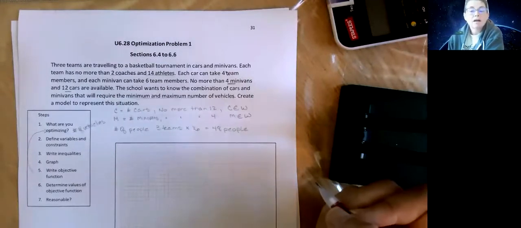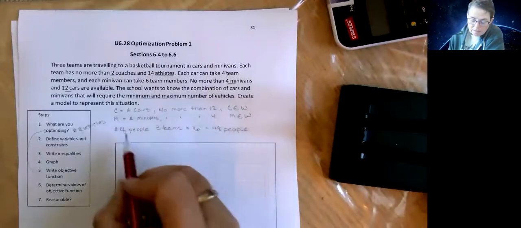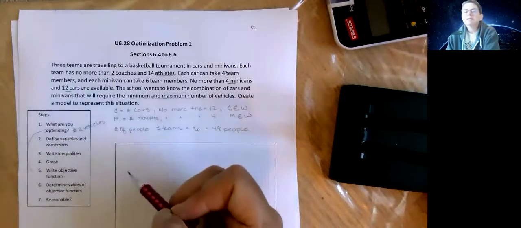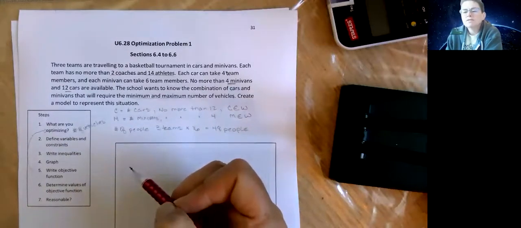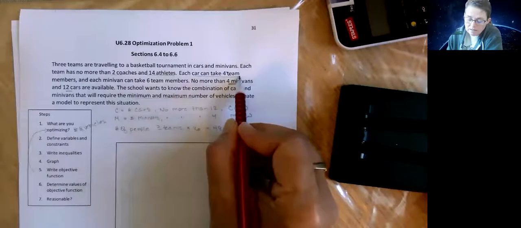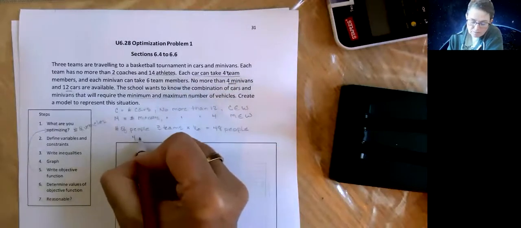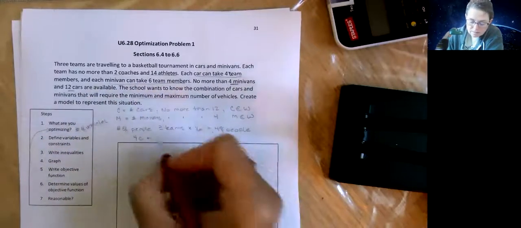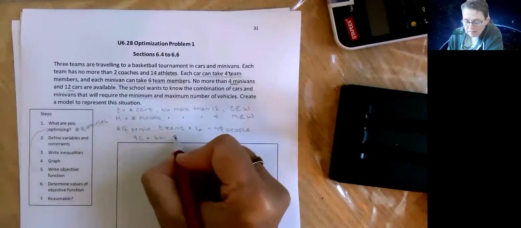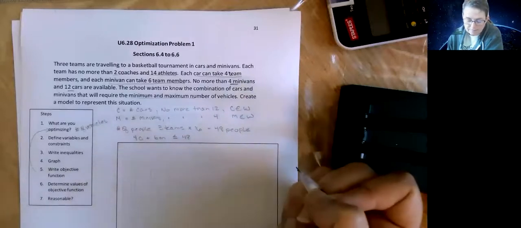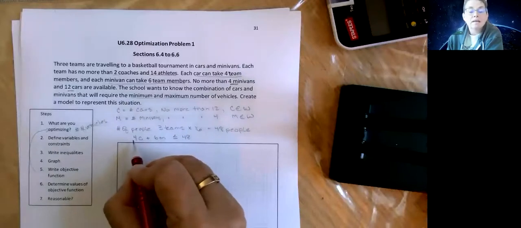That's a fair amount. Now, how does this connect to that? Well, it's kind of like those price questions, except instead of, it's $4 for some cookies or something, it's how many people. So each car can take 4 team members. So 4 people per car plus 6 people per minivan has to be less than or equal to 48. So that's our big main equation.